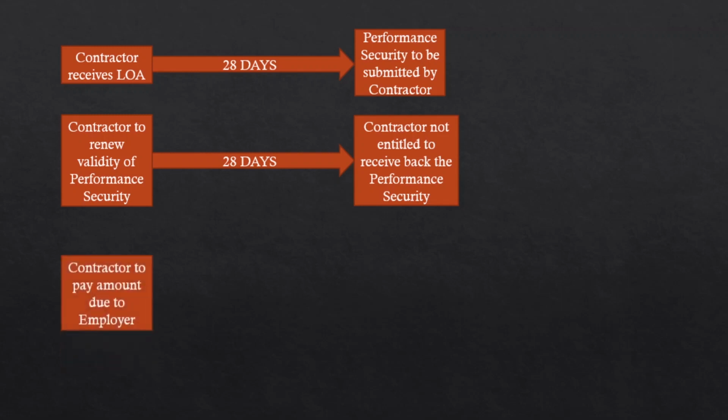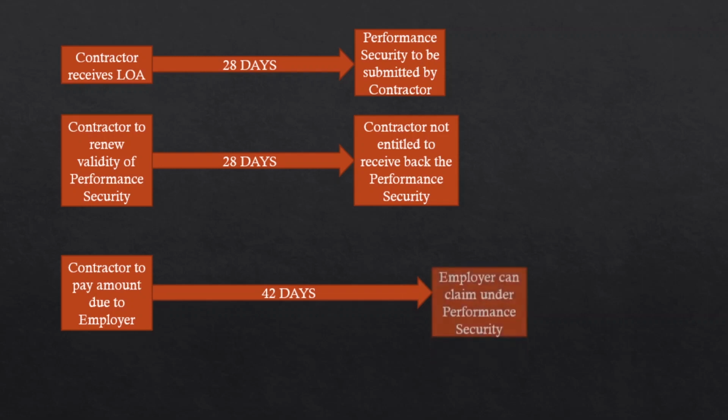Next is the contractor to pay the amount due to the employer. There might be some amounts that the employer needs to get from the contractor, and this needs to be paid within 42 days. If it is not paid within 42 days, the employer can claim under the performance security, up to the value mentioned in it. The clause in the performance security will state that if the contractor does not pay an amount due to the employer within 42 days, he can claim.